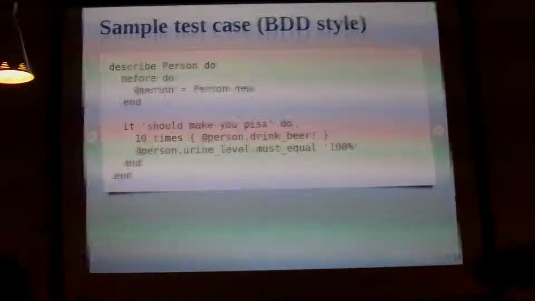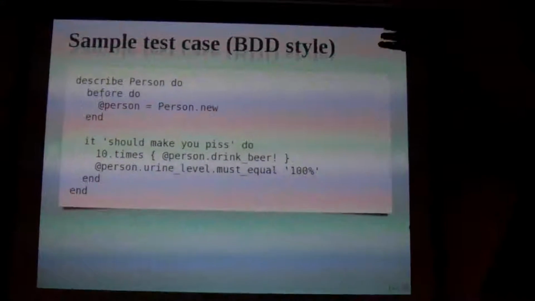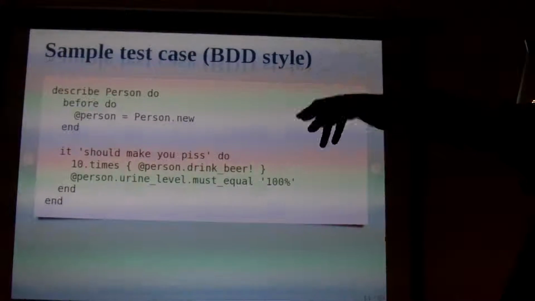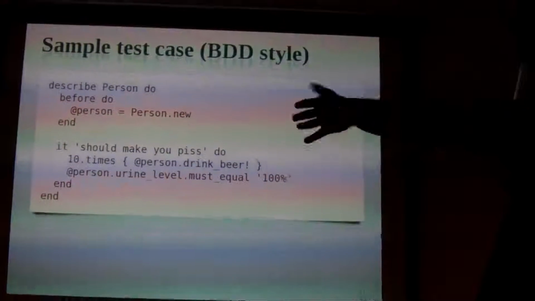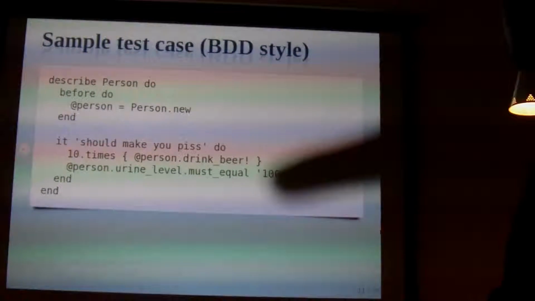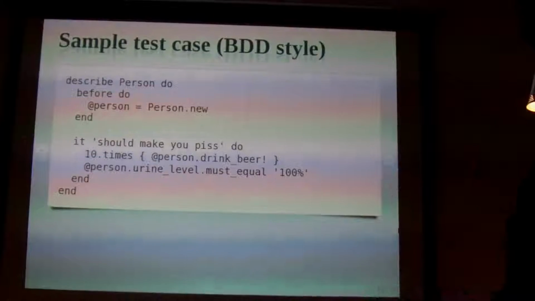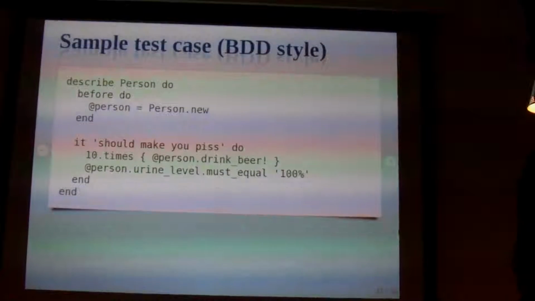So this is a very simple example of how a test case looks. Basically, describing a person. The before block is executed for every test case, so when you have more test cases, it is always called. So I create a new person. Then you describe the behavior: it should make you pee after you drink more than 10 beers. There is something that you measure with, like must equal something. There are many methods like must equal, must include, must not include. You know, there are many matchers you can use. There's also must throw exception and stuff like that. Everything is there.